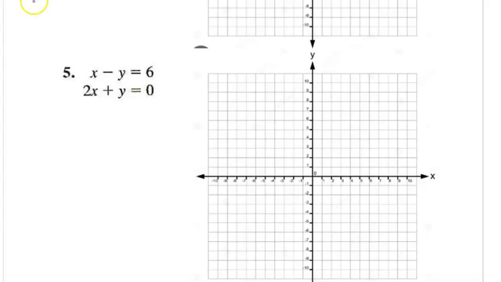Now number 5. The first equation is not in slope-intercept form. So what we can do is change it to slope-intercept form. Subtract x from both sides. Then divide all terms by -1 to change -y into +y. Now we have slope-intercept form.